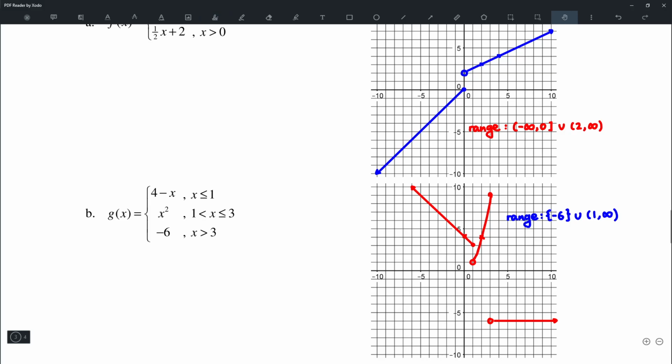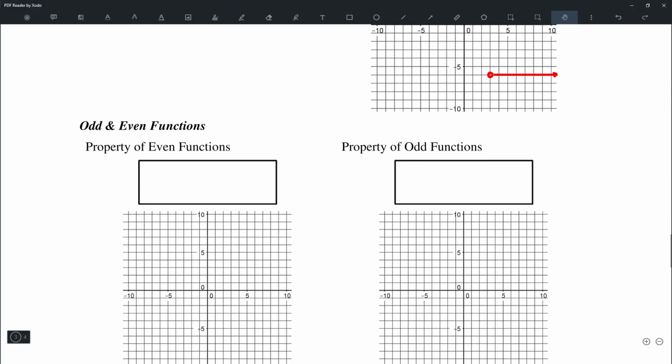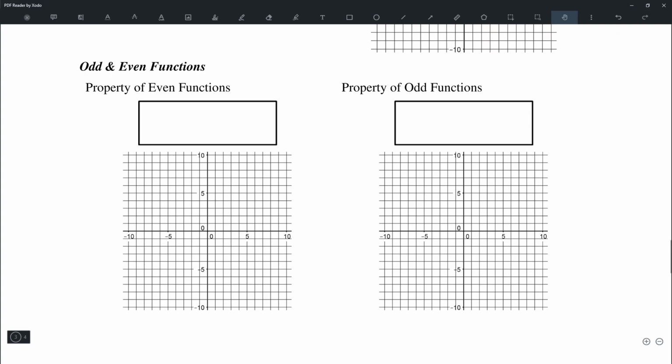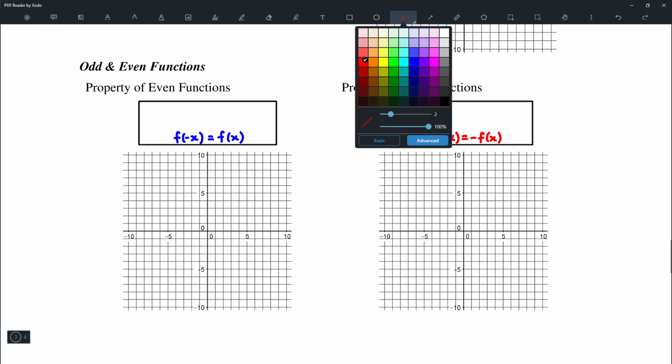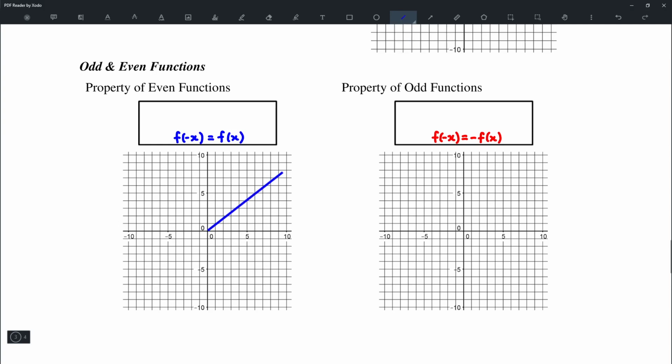Let's look at odd and even functions next. So the property for even functions is that f of -x is equal to f of x. Odd functions, on the other hand, f of -x is equal to -f of x. An example for even function would just be the absolute value function. So something like this.